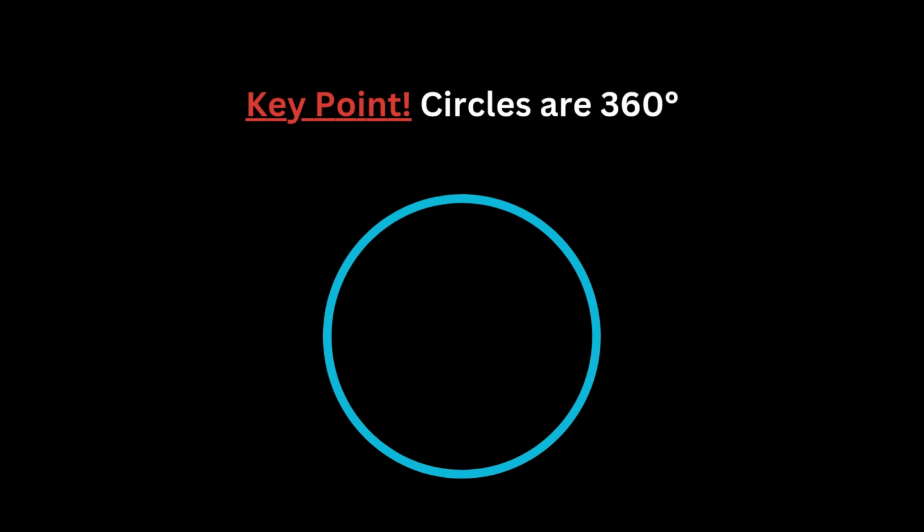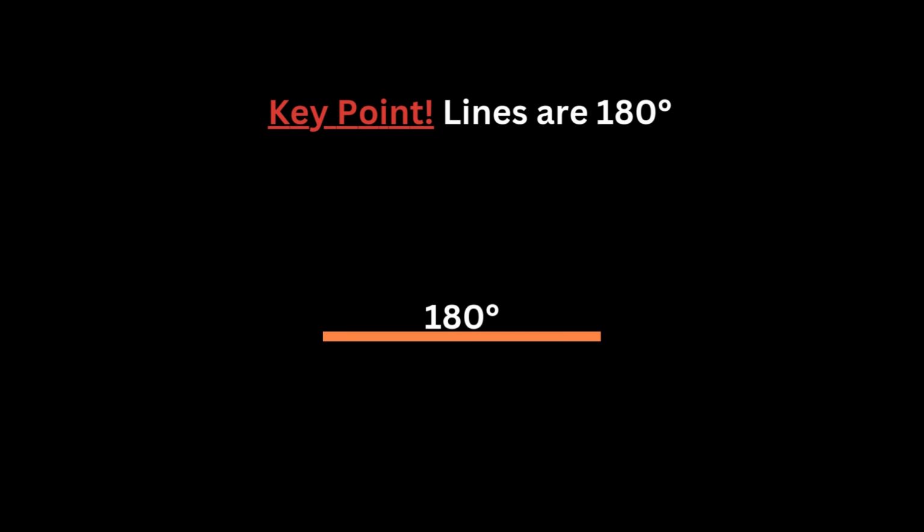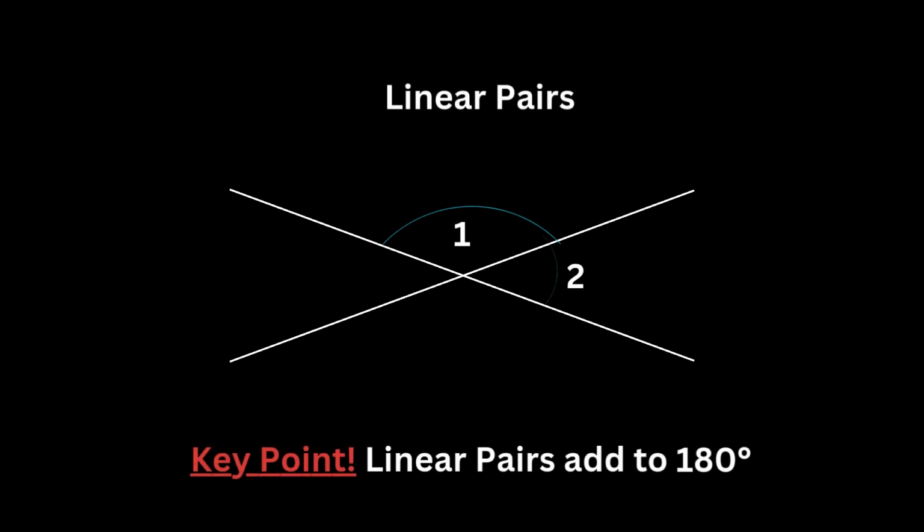The properties of vertical angles and linear pairs both stem from the fact that circles have 360 degrees, and straight lines are half of 360, or 180 degrees. We can use this information to show that vertical angles are equal, or more accurately, congruent, and that linear pairs add to 180 degrees. Let's take a closer look at how to work with angles created by intersecting lines.